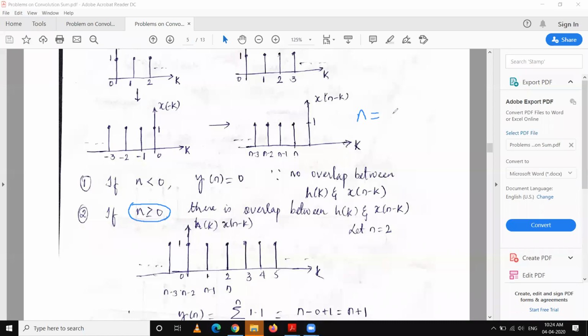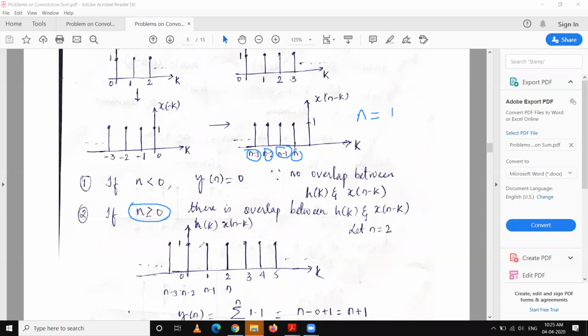If I take n equal to 1, then this n will be at 1, this will be at 0, this will be at minus 1, this will be at minus 2. If n equal to 1, you can take any value, either n equal to 1 or n equal to 2.